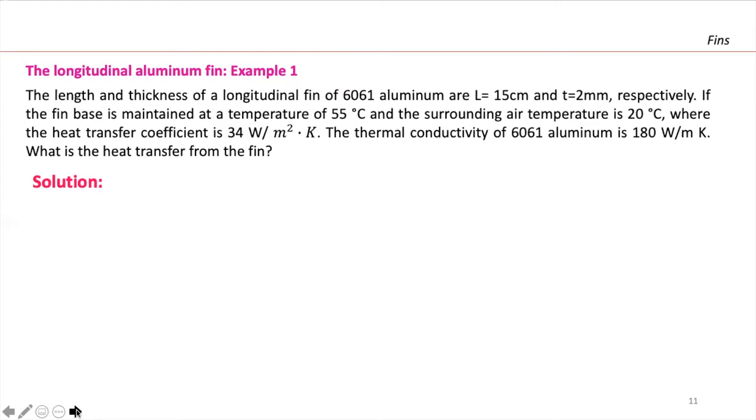If the fin base is maintained at a temperature of 55 Celsius, that is our TS, and the surrounding air temperature, that is T infinity, is 20 Celsius, where the heat transfer coefficient, or our H, is 34 watts per meter square Kelvin, determine the heat transfer from the fin. The thermal conductivity of aluminum 6061 is 180 watts per meter Kelvin.